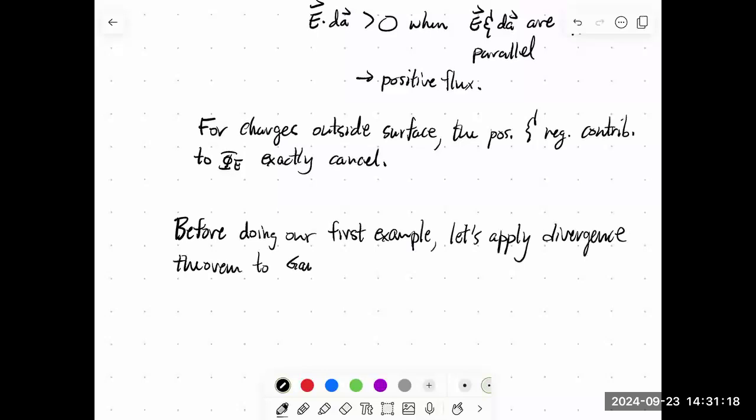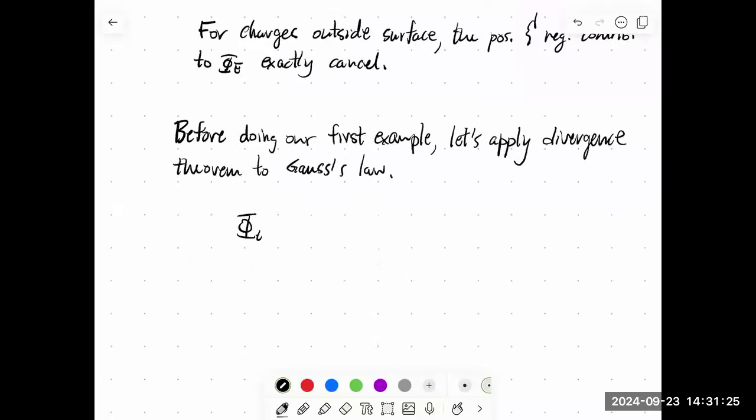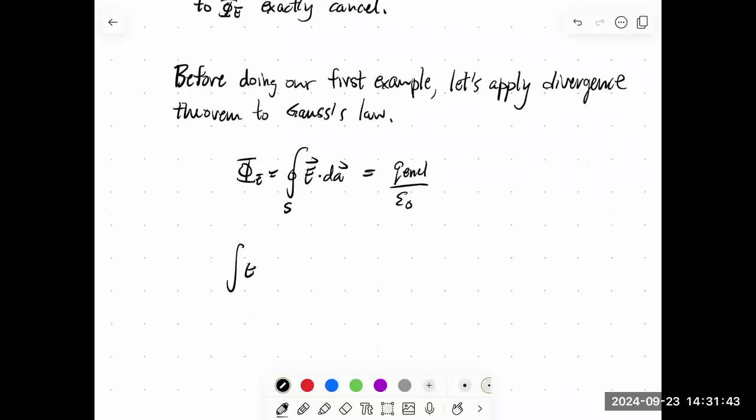To Gauss's law. We've actually done this before, so I won't spend a lot of time on this. Gauss's law says that the electric flux, the integral of E dot dA over a closed surface, has to be equal to Q enclosed over epsilon naught. But we know that E dot dA over a closed surface for any vector field, by the divergence theorem, is the integral over a volume of the divergence of E, where d tau is our volume element. Well, so that must also be equal to Q enclosed over epsilon naught.